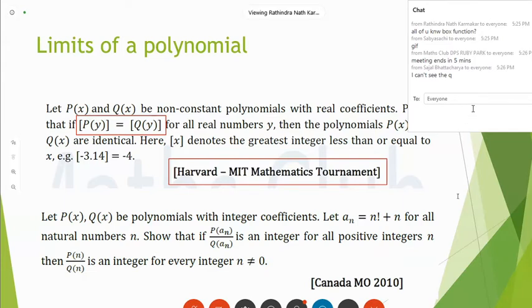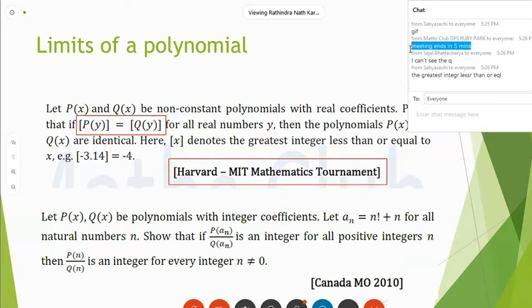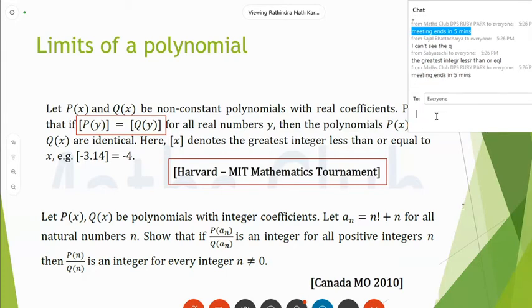Correct. So can't see the question. Why can't you see the question? It's visible, maybe some problem with his or her internet connection. Okay? So meeting ends in 5 minutes.